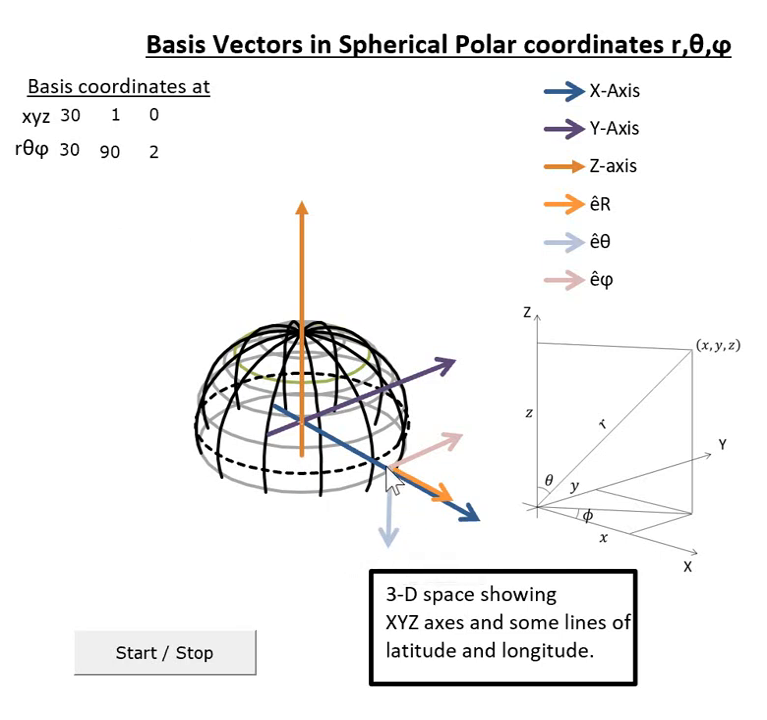The interesting thing about these basis vectors is that in Cartesian coordinates, the basis vectors always point in the same direction. But in curvilinear coordinates, such as spherical polar, they don't. The direction that the basis vectors point in depends on the position you're at. So now we're going to vary this position. We're going to move around the equator. And here you'll see what's happening.